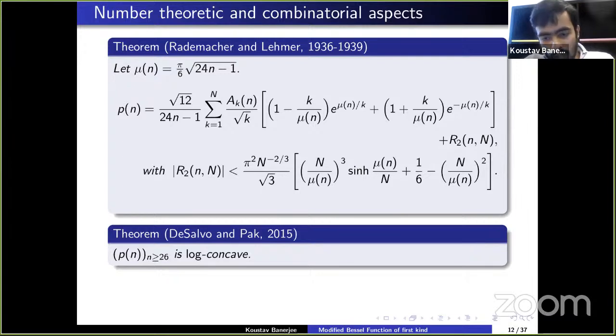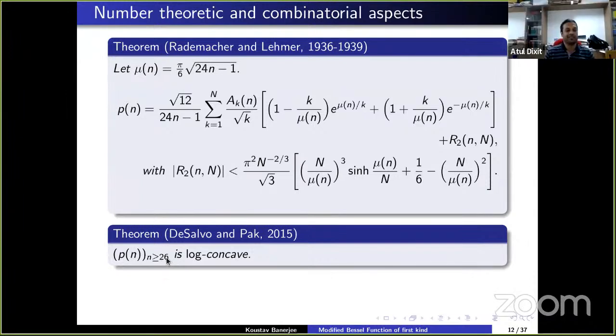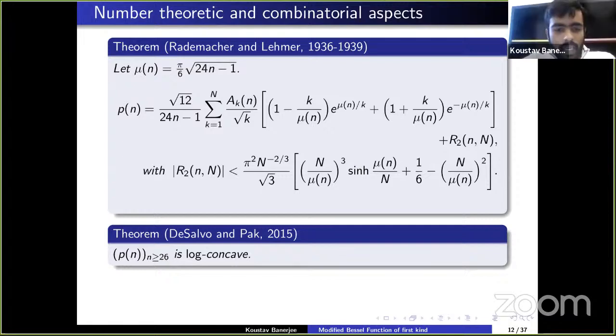It's still not known what the combinatorial proof is for p of n being log concave. If we do know the combinatorial proof explicitly, not the analytic proof, but the combinatorial proof, then we can somehow get the idea of why this 26 appears. Okay. Thanks. And so p of n for n greater or equal to 26 is log concave.